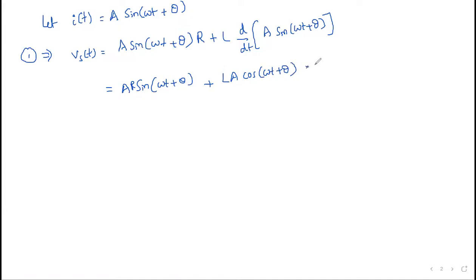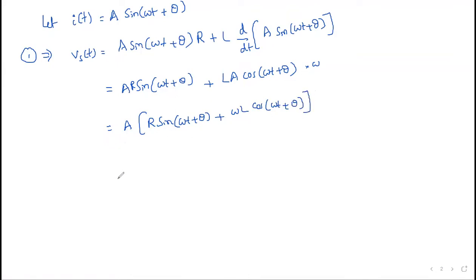For sine, the derivative is cos. Then again, here we have omega t plus theta, so with respect to t we again differentiate, and there you will get omega. Therefore, in these two terms A is common, so I'll take A common. It is R into sine of omega t plus theta plus omega L into cos of omega t plus theta.